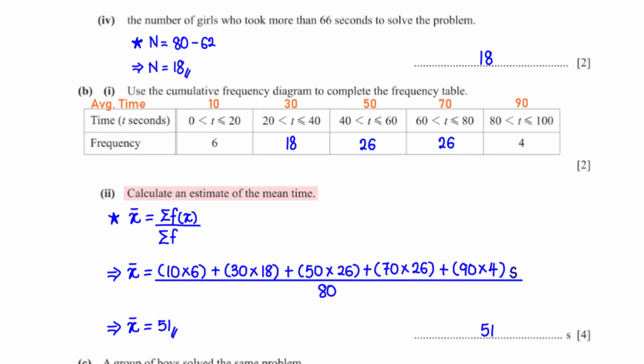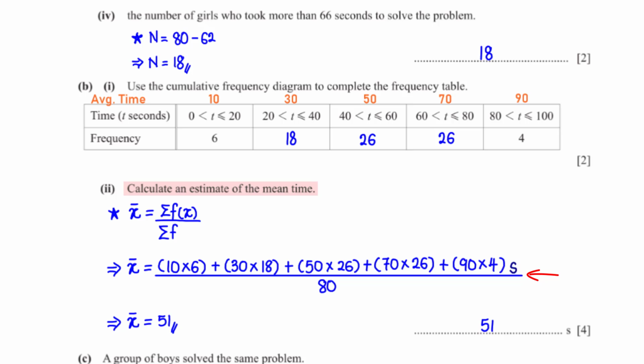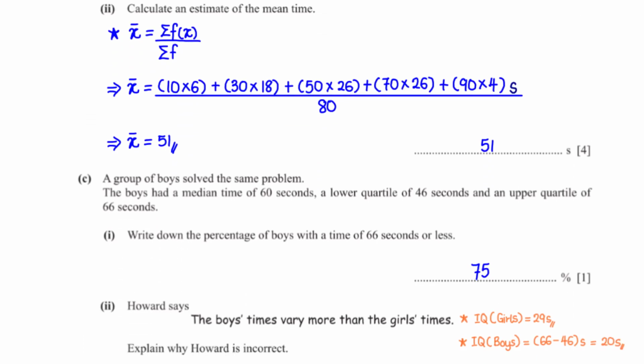So for sigma f of x, we have 10 times 6 plus 30 times 18 plus 50 times 26 plus 70 times 26 plus 90 times 4, divided by the number of girls, which is 80. When we type this into the calculator, we get 51 seconds.